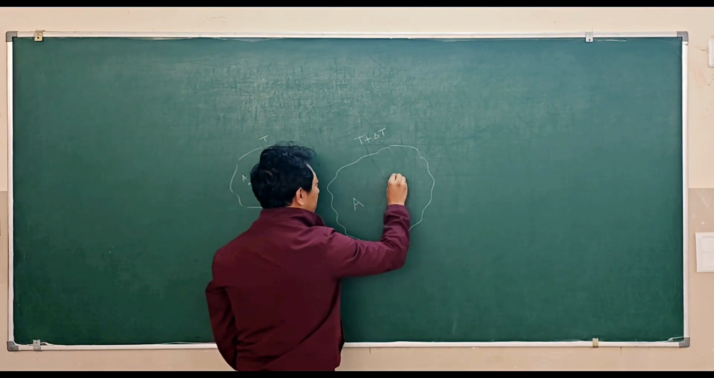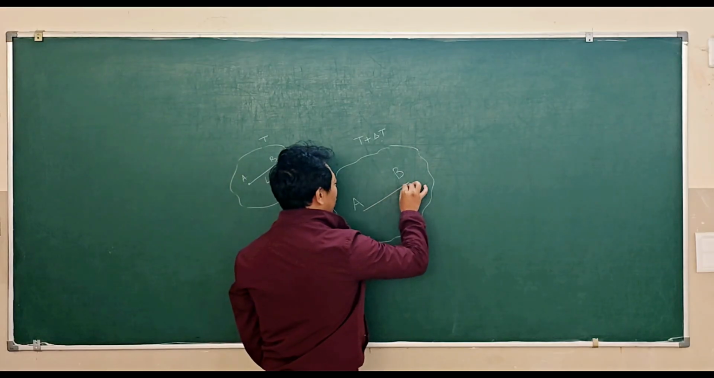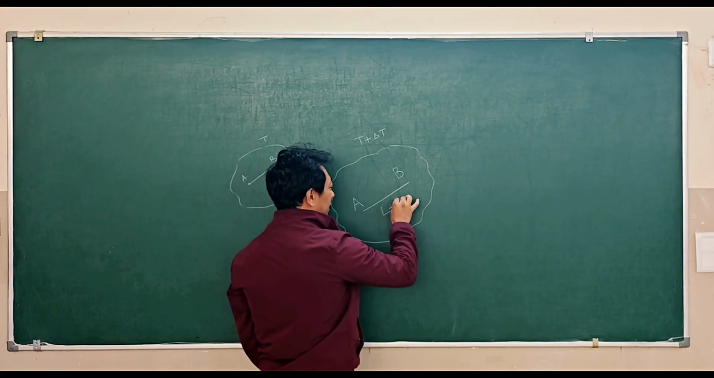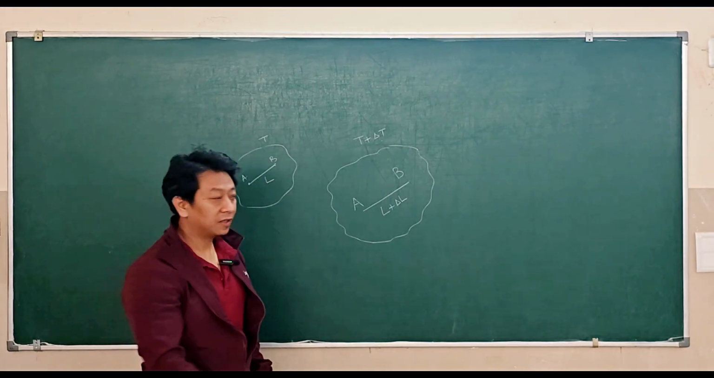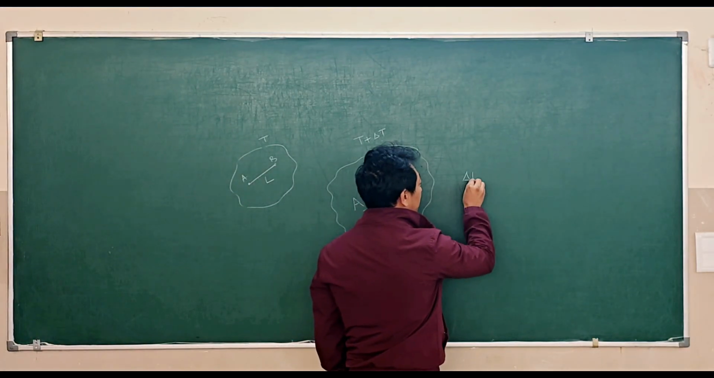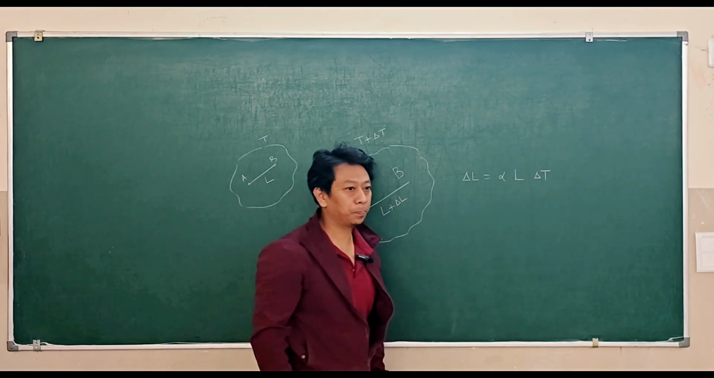A will also look a little bigger. So this distance is how much now? L plus delta L. What is the change in length from here to here? So that delta L is given by the formula alpha L delta T.